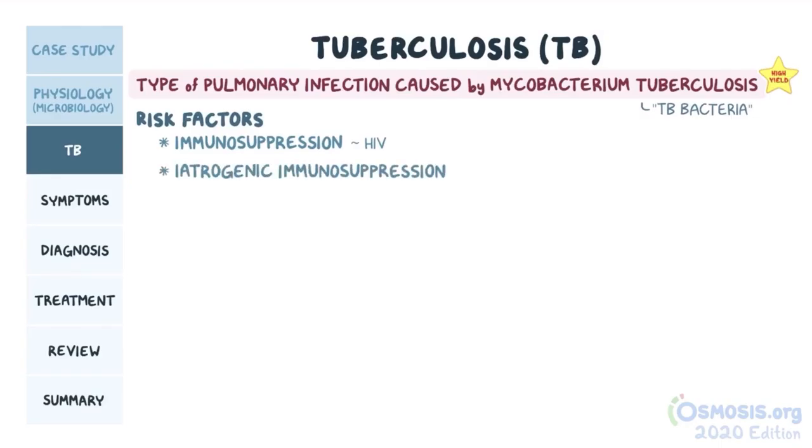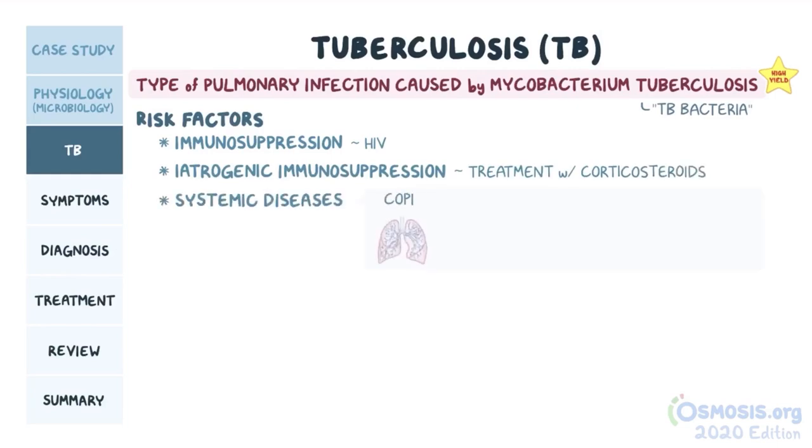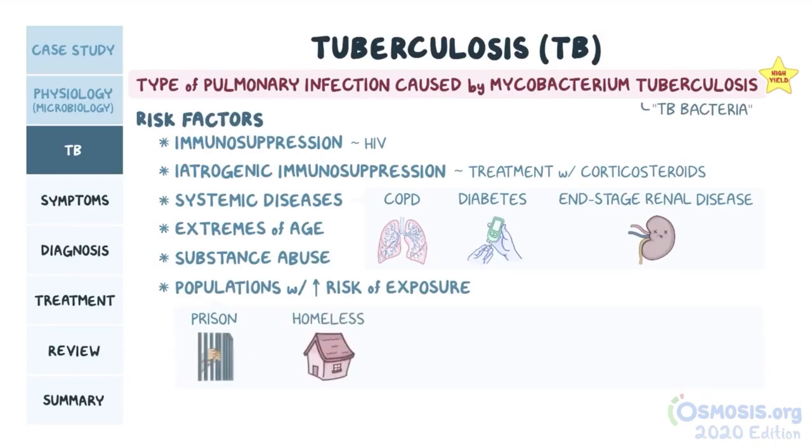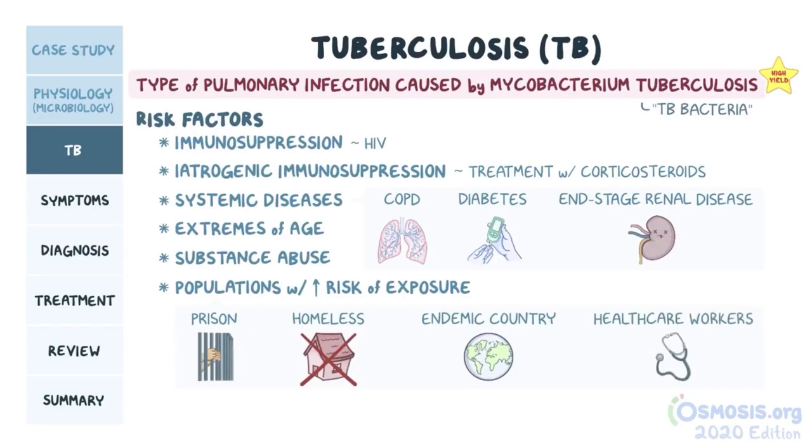iatrogenic immunosuppression, like in people who undergo treatment with corticosteroids, systemic diseases such as COPD, diabetes, and end-stage renal diseases, extremes of age, substance abuse, and populations with an increased risk of exposure, like the prison population, homeless people, those born in an endemic country, and healthcare workers.